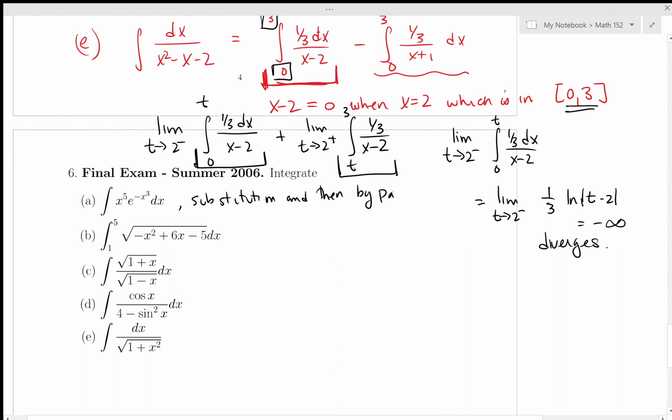So I had to use two different techniques, one after the other, and the substitution I used was w equals minus x cubed. Okay, and then I got an integral I could do by parts. Okay, part B. Well, there's a variety of different ways of doing this.